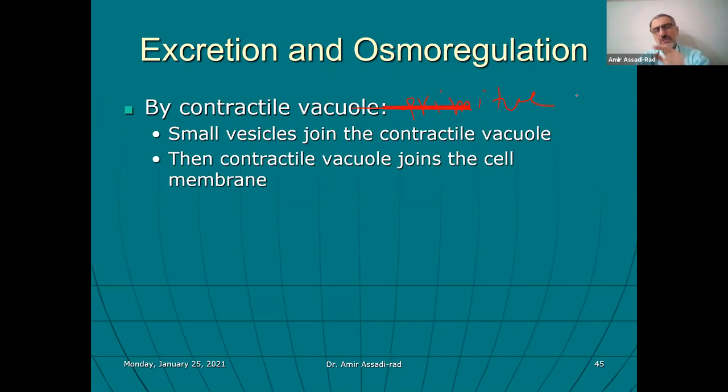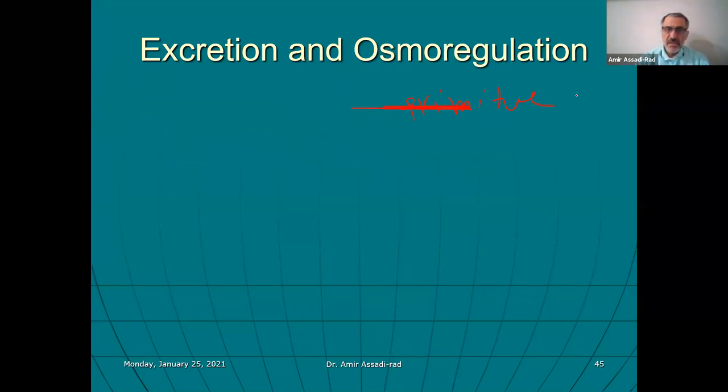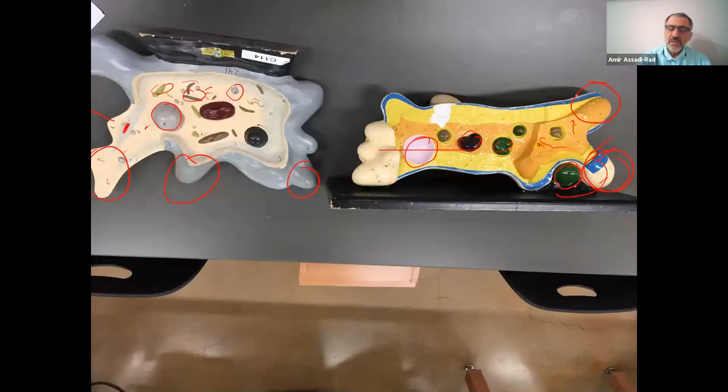So in this case, I'm talking about contractile vacuole. Contractile vacuole, let's go back right here. So these organisms, these amoeba, I cannot say animals.